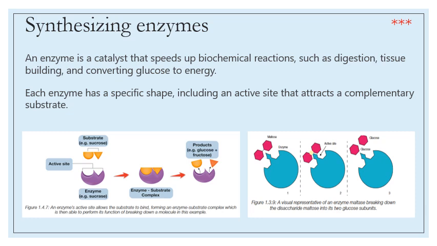Proteins have a role in synthesizing things called enzymes, which are proteins, and synthesizing means to make, to build, to create. An enzyme is a catalyst which speeds up the biochemical reaction, such as digestion, tissue building, or converting glucose to energy. These are all processes that require proteins that help us make it go quicker, called enzymes. Each enzyme has a specific shape, called the active site, which attracts what's called a complementary substrate. The substrate is the thing that is being digested, being built, or being converted.